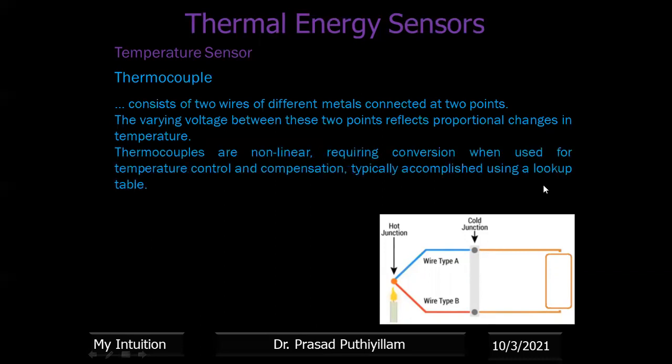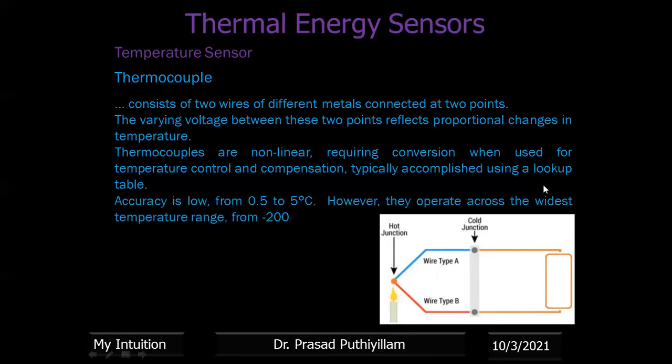These thermocouples are non-linear, because we are not measuring the temperature variation in a linear fashion. It is a non-linear, indirect method. It requires a conversion when used for temperature control and compensation, typically accomplished using a lookup table. That means to measure the temperature variation, a reference table is required. Based on the reference table or lookup table only, we can say the exact changes in the temperature.